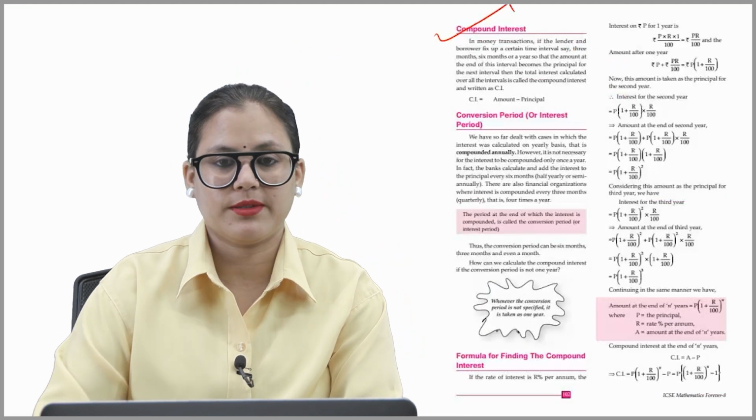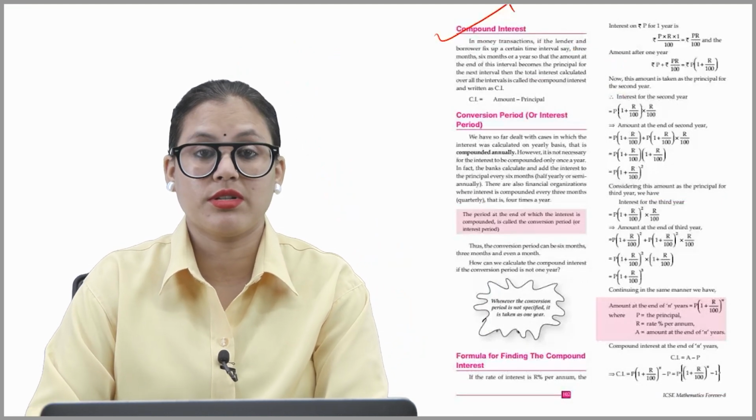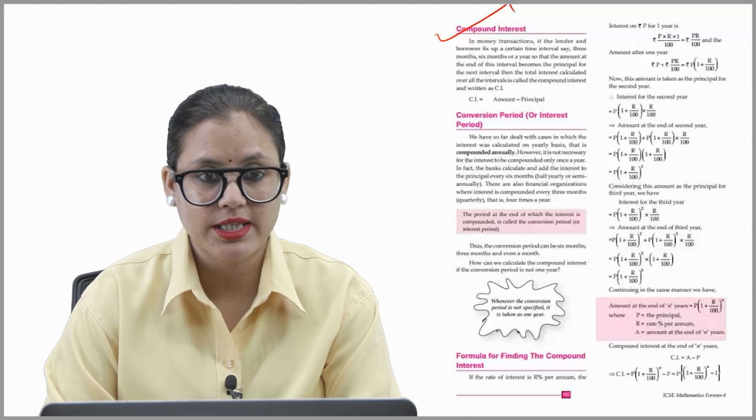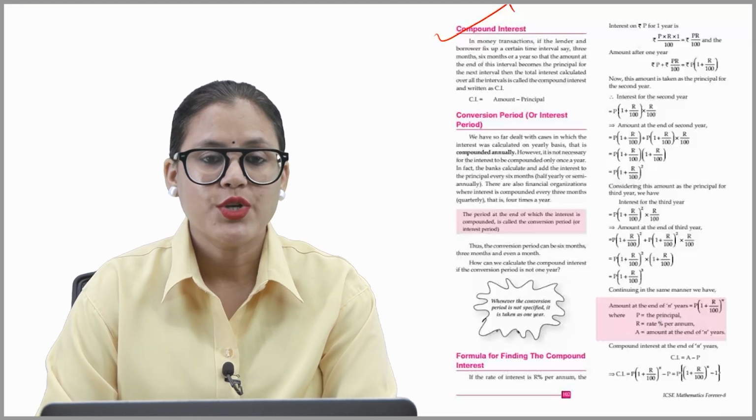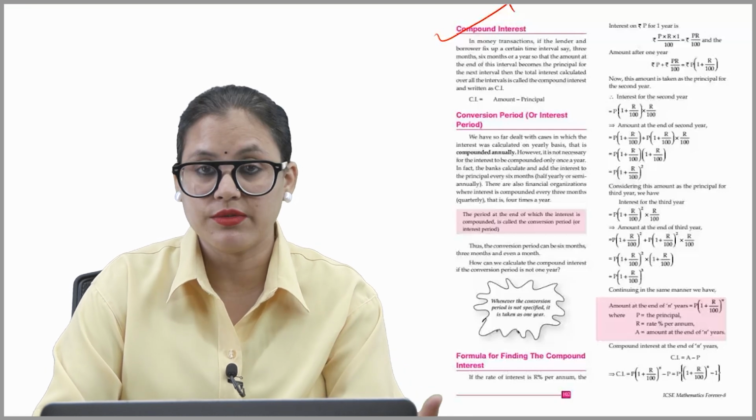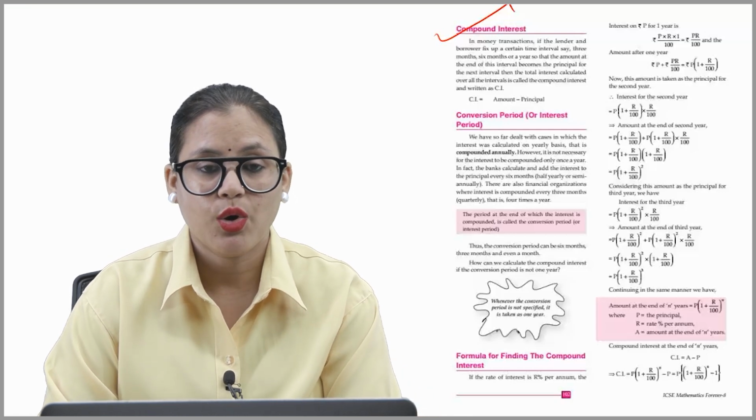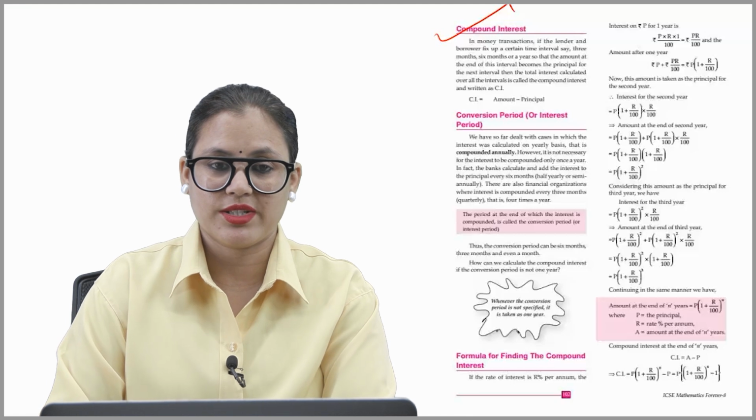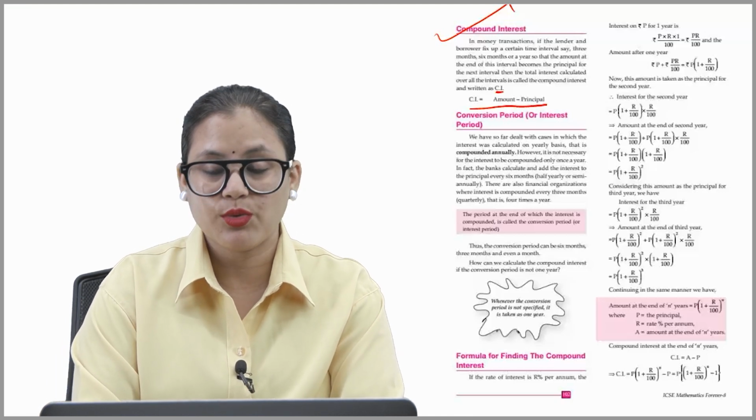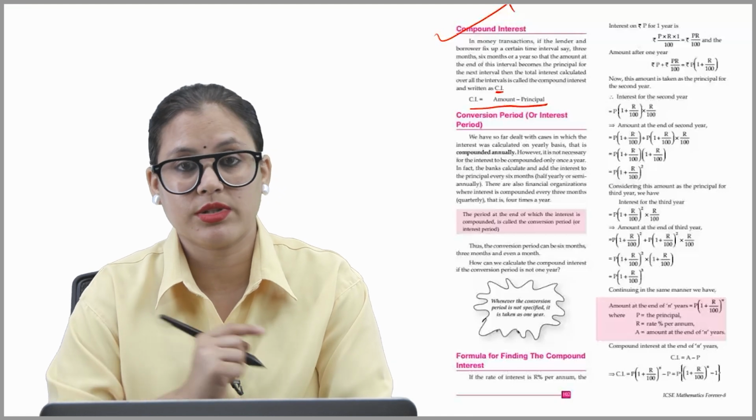Now compound interest. In money transactions, if the lender and the borrower fix up a certain time interval, say 3 months, 6 months or a year, so that the amount at the end of this interval becomes the principal for the next interval, then the total interest calculated over all the intervals is called the compound interest and written as CI. And CI is equal to amount minus principal.